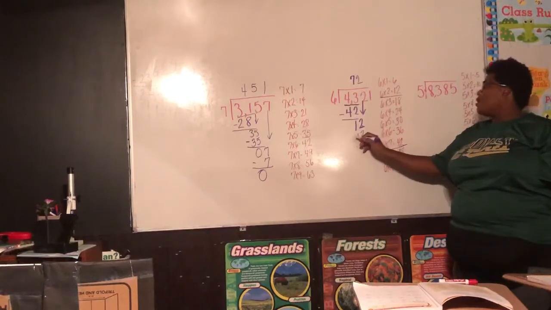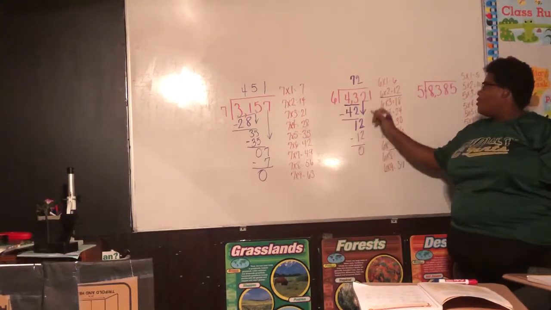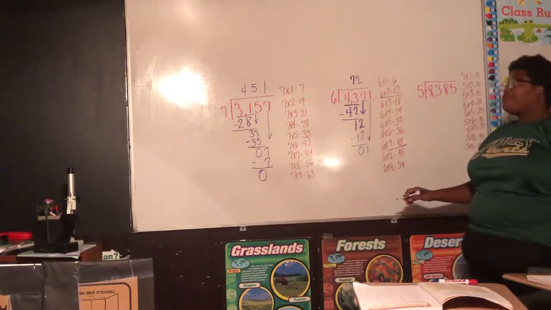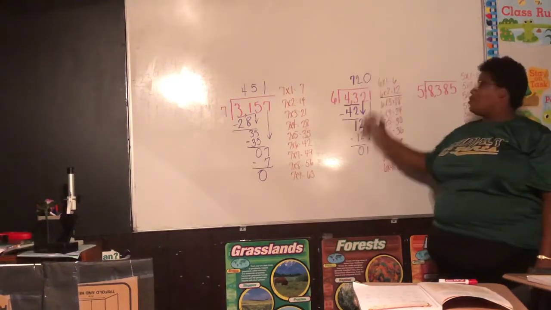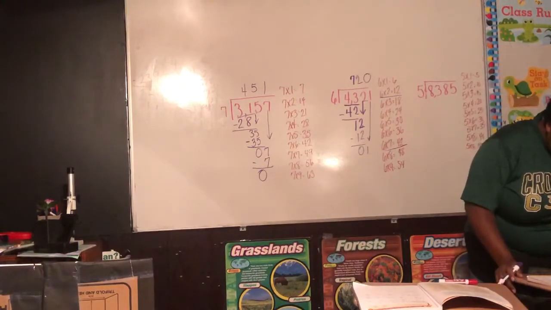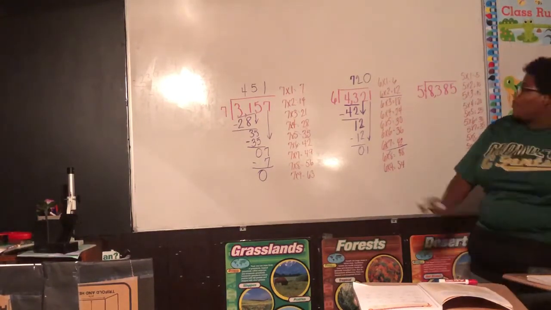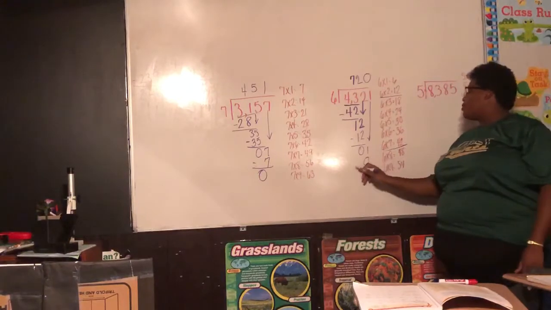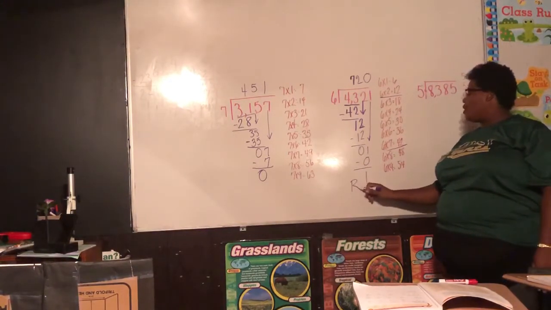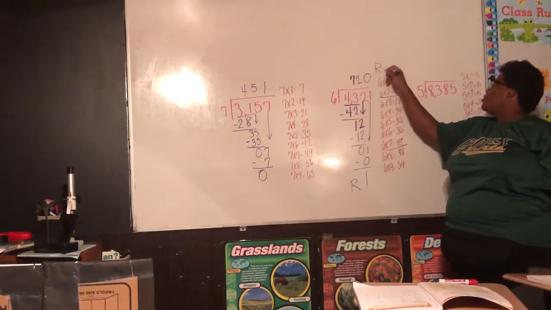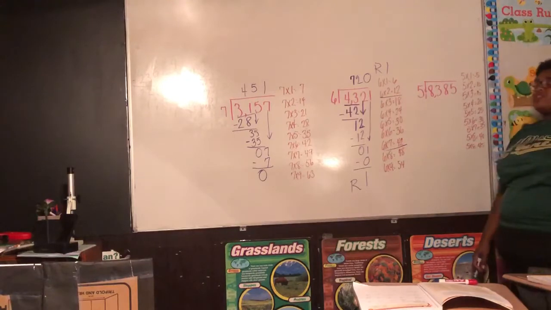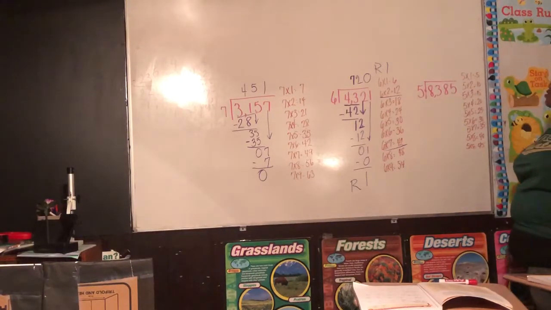We subtract, and we bring down our 1. Can 6 go into 1? No. It cannot go into it any times, so it's a 0. 0 times 6 is 0. We still have to subtract, and that leaves us with a remainder of 1. So this is our answer: 720, remainder 1. Make sure you're checking as you go along.